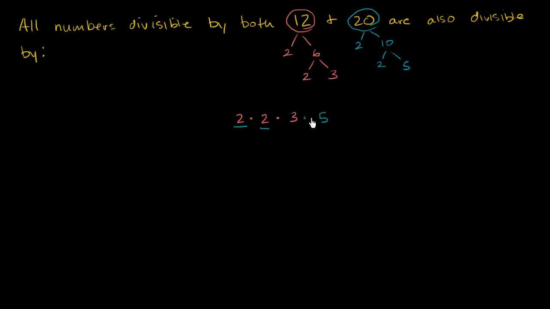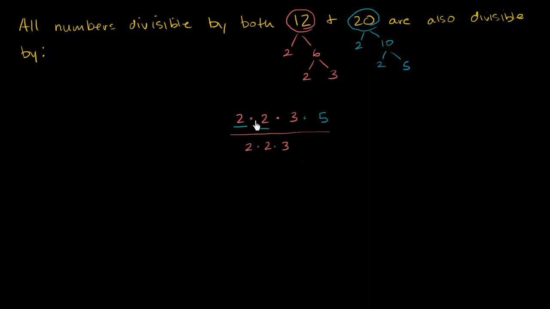And you can verify this for yourself, that this is divisible by both. Obviously, if you divide it by 20, let me do it this way. Dividing it by 20 is the same thing as dividing it by 2 times 5. So the 2's are going to cancel out, the 5's are going to cancel out. You're just going to have a 3 left over. So it's clearly divisible by 20. And if you were to divide it by 12, you divide it by 2 times 2 times 3. This is the same thing as 12. And so these guys would cancel out, and you would just have a 5 left over. So it's clearly divisible by both.